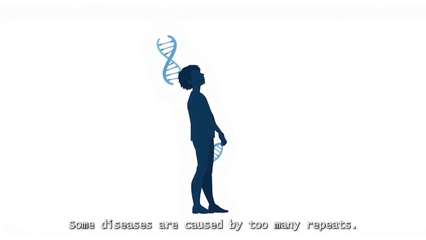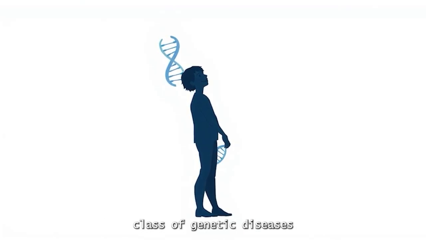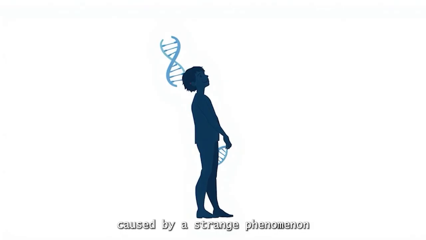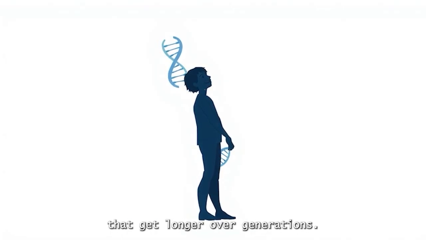Level 34. Some diseases are caused by too many repeats. There's a class of genetic diseases caused by a strange phenomenon, repeated sequences of DNA that get longer over generations.